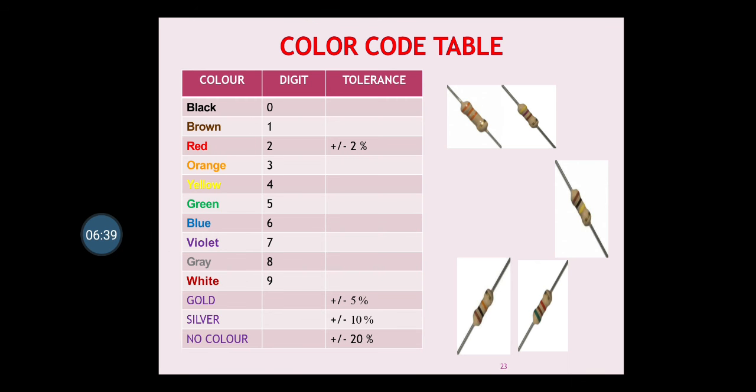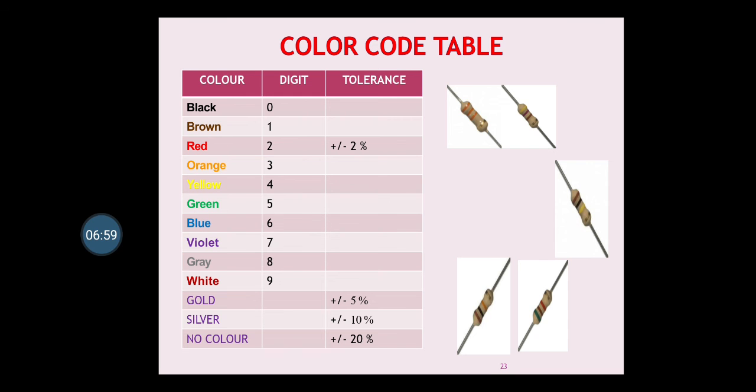So multiplier is nothing but whatever digit is written, that digit is 10 raised to that power. So first black, the multiplier will be 10 raised to 0. Brown, the multiplier will be 10 raised to 1. Red, the multiplier will be 10 raised to 2. So for these digit numbers, if you remember, the multiplier is 10 raised to that number. So it becomes easy to remember.